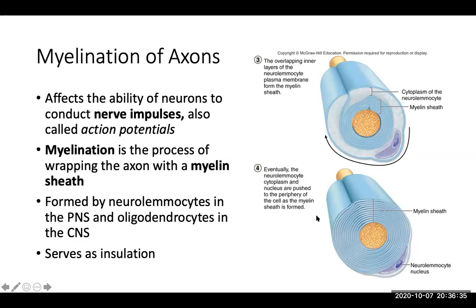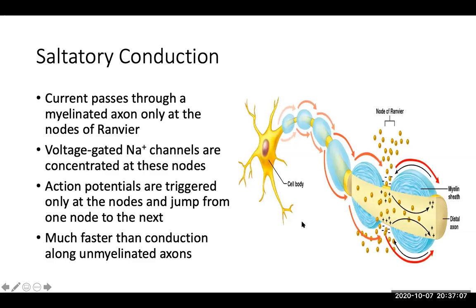This shows you how myelin is formed around the axon. Myelin will affect the ability of neurons to conduct nerve impulses, which we also call action potentials. You'll learn a lot about that in physiology. Myelination is the process of wrapping the axon with a myelin sheath. The myelin sheath is formed by neurolemocytes in your PNS and oligodendrocytes in the CNS. And again, it serves as insulation to help conduction speeds of these action potentials or the conduction of a nerve stimulus.